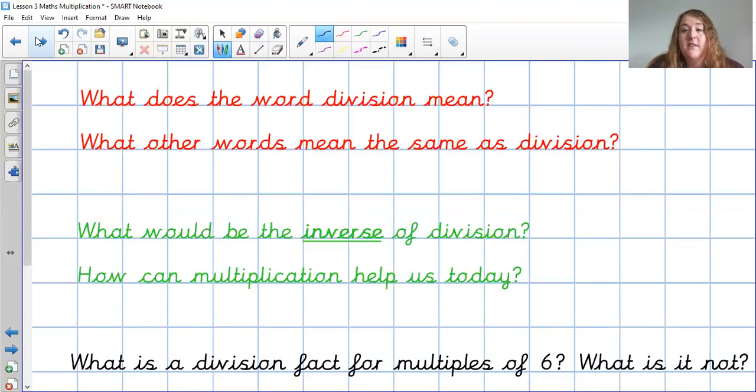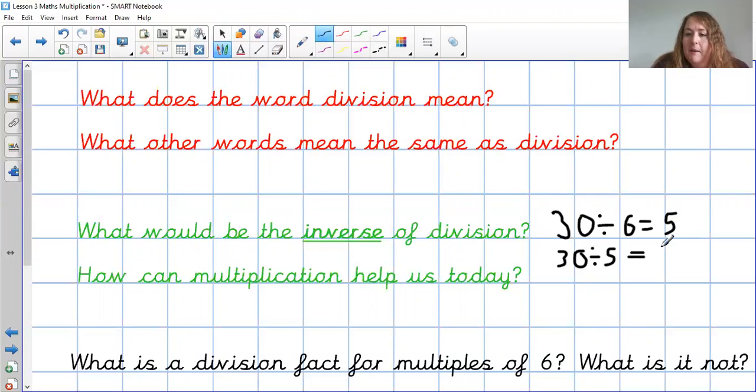So the inverse of division, hopefully you know from yesterday, is our multiplication, and they go really nicely together when we do our facts because we can twist them over. What is a division fact for multiples of 6? What is it not then? Just making sure we have the right number around. So with my previous example, we had 30 divided by 6 equals 5, or indeed we could have had 30 divided by 5 equals 6.